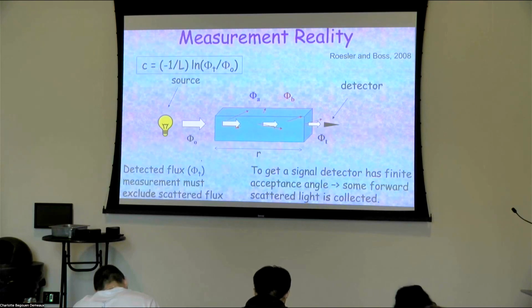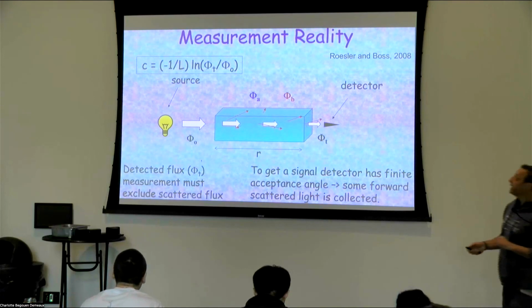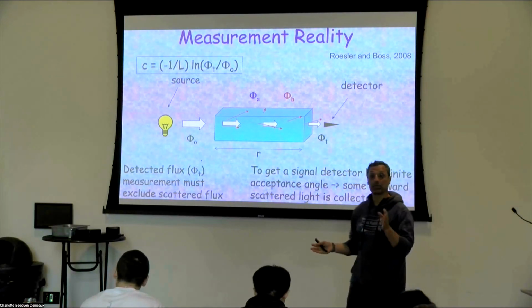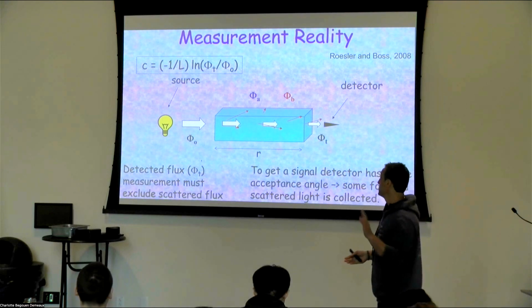Questions about the previous thing? Okay. The next one has to do with something else with the measurement reality, and you heard some about it.